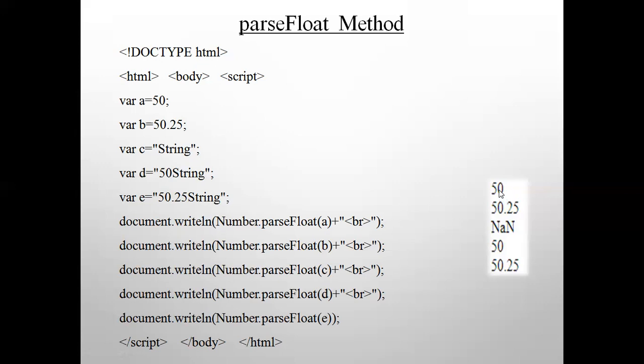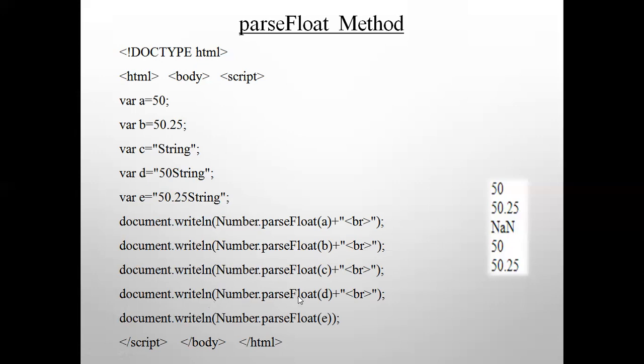parseFloat takes both integer as well as floating point, but it does not take text. Document.writeln Number.parseFloat of B, 50.25. As it is, it will be taken. Document.writeln Number.parseFloat of C, a string. There's no number here. It will parse, not a number. This will be the error type message. That will be the property which will be printed.